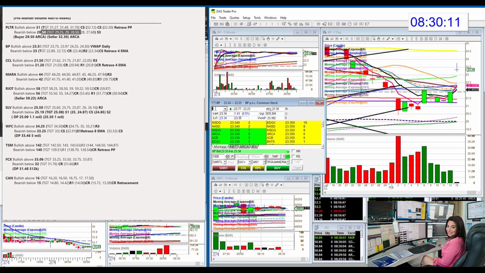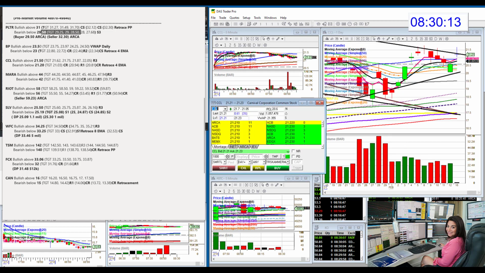Let's go to CCL. Nice, Patty's in it. Awesome, Patty. Yep, love it. Absolutely loved it last week. CCL, bullish above 21.50 today.